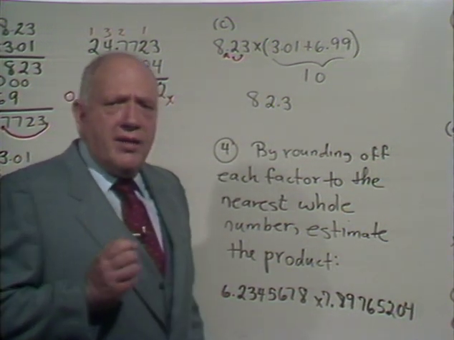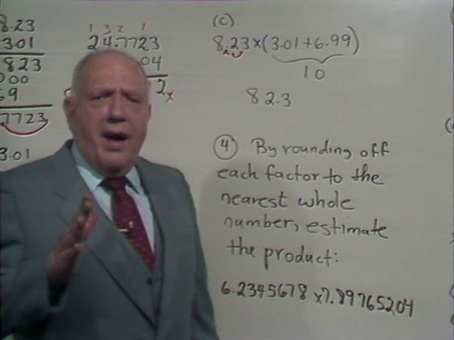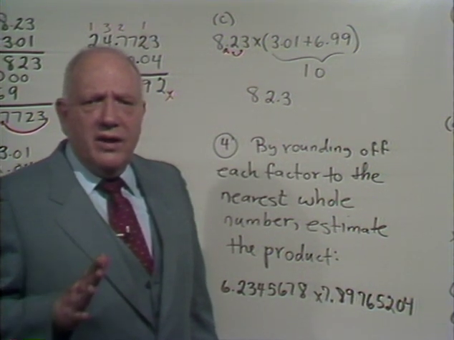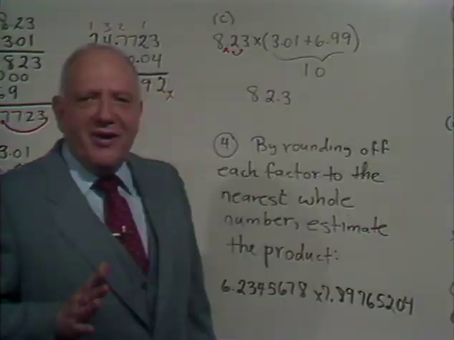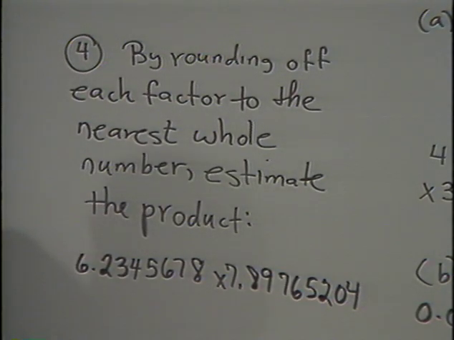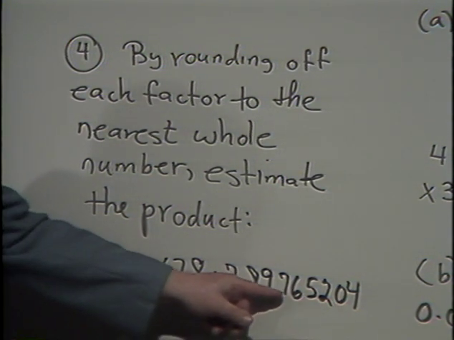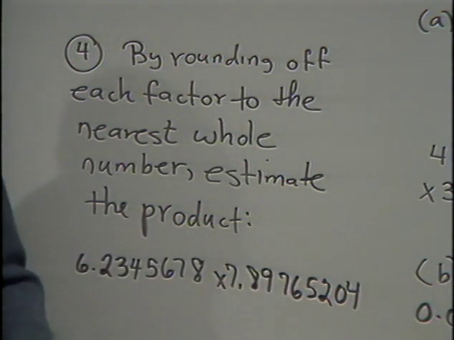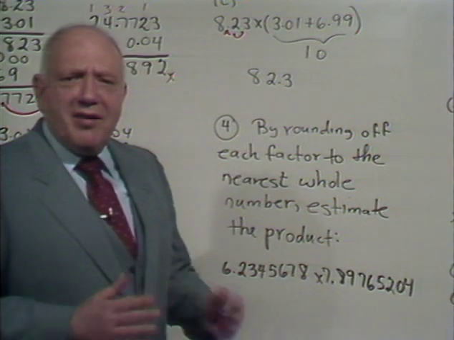Now, the point is, I want to emphasize to you that no matter how many digits there are in a decimal, if all you want is a quick approximation, we can still do this the same as we always did. Read the instructions here. It says, by rounding off each factor to the nearest whole number, estimate the product and get a load of this, 6.234568 times 7.89765204. I may have made a few copying mistakes compared with what's in the text, but based on what I'm asking to do in this problem, it doesn't matter.